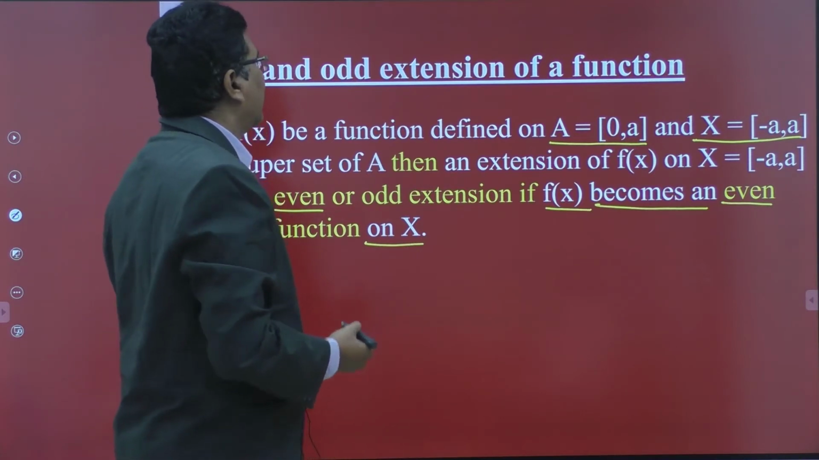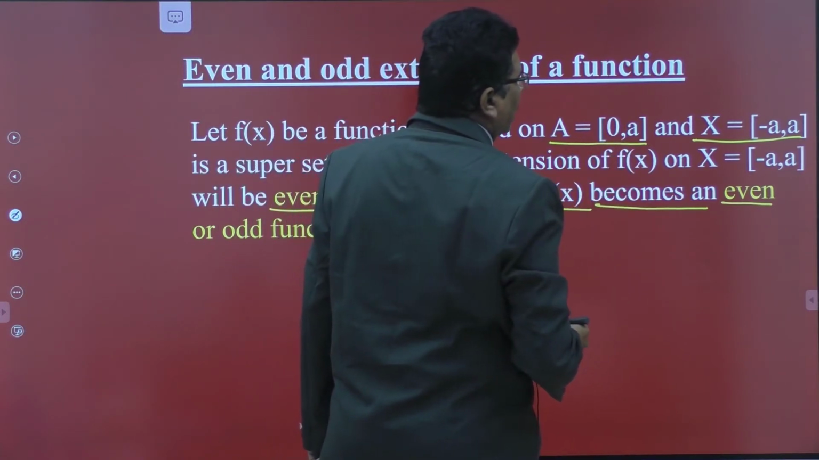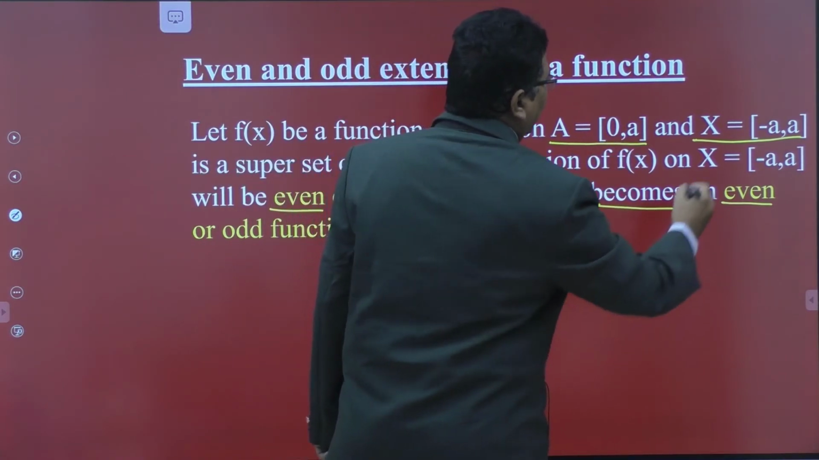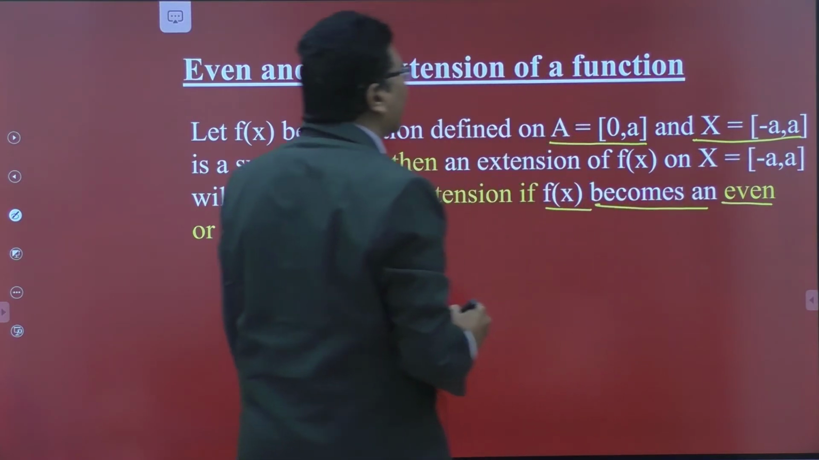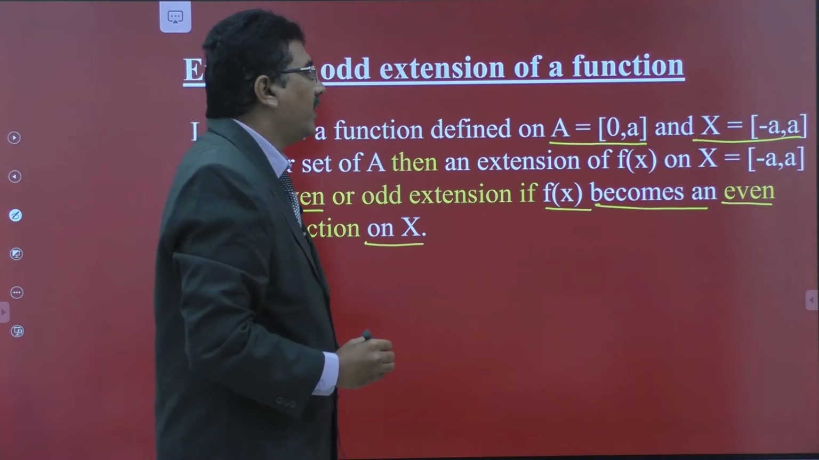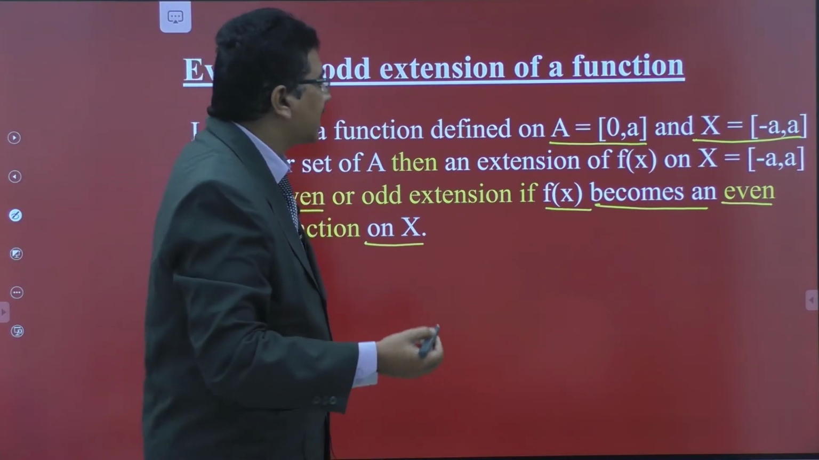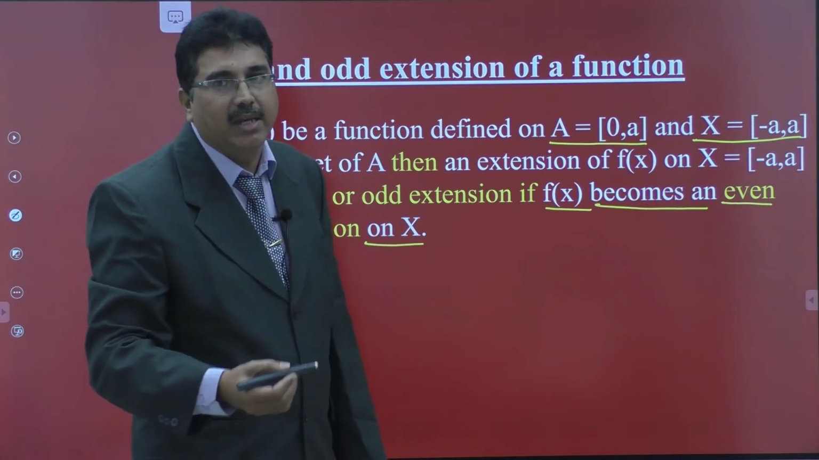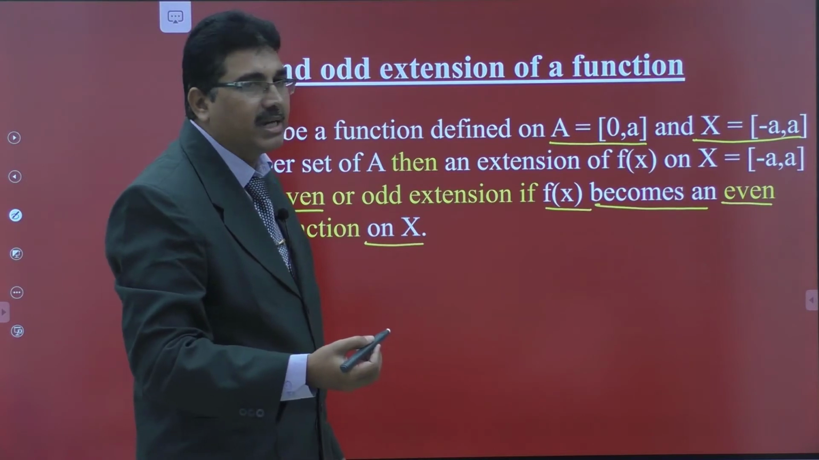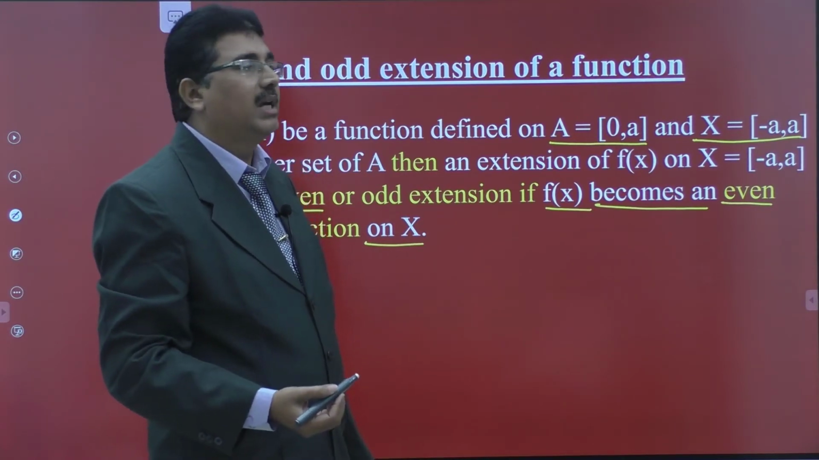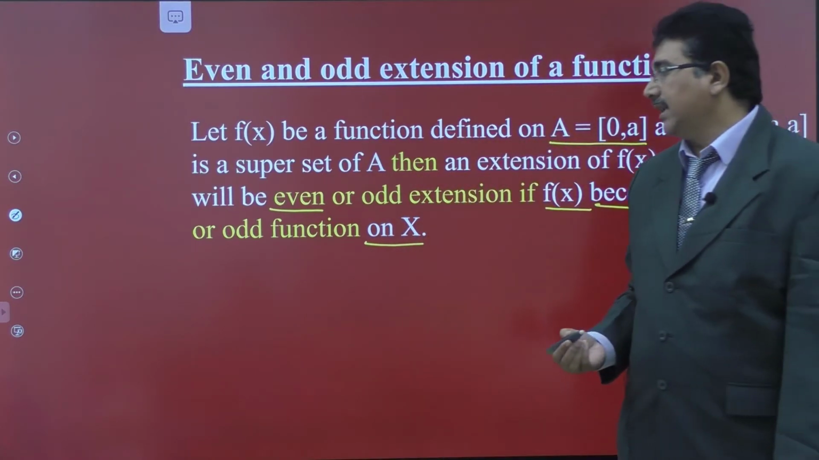See once again, here f is defined on capital A. Now we can extend the domain to capital X, that is, the closed interval minus a comma a. If f of x becomes an even function, then the extension will be an even extension. Similarly, if f of x becomes an odd function, then the extension will be an odd extension.